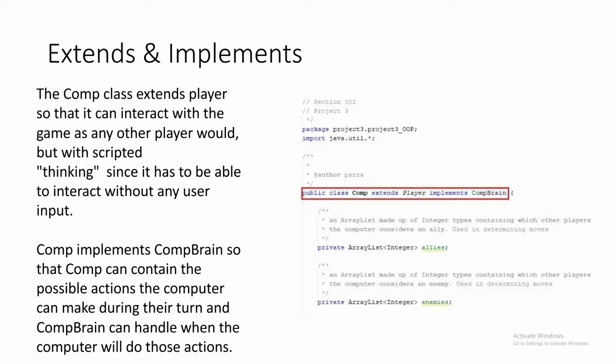For extending and implementing, the comp and user both extend the player class because they both use attributes and methods from the player class. However, because comp and user are slightly different, they do need to be separate classes. The comp extends the player class so that I can use all of its attributes, including the protected attributes, which are necessary for the function of the comp class. The comp also implements the comp brain interface, as the comp brain interface provides templates for the methods that comp has to use to process what it needs to do for its moves and take the best course of action.